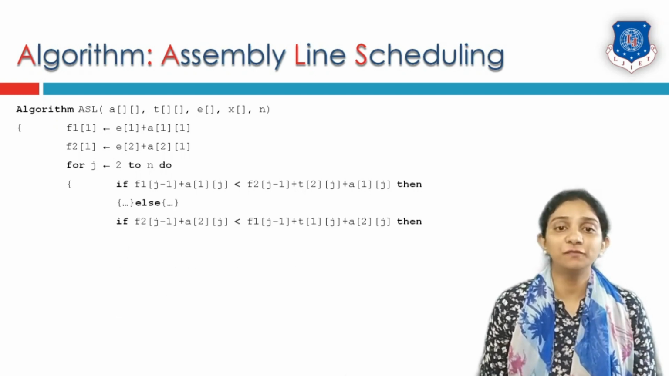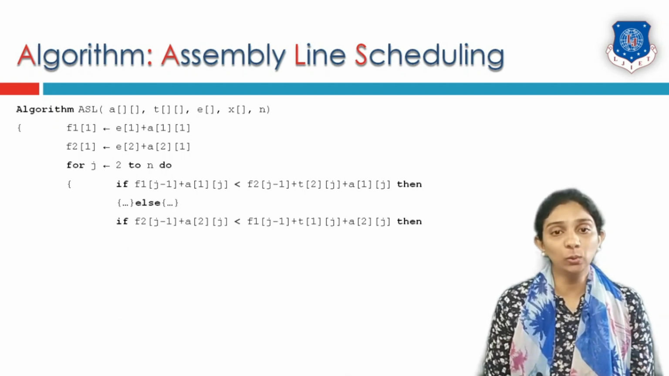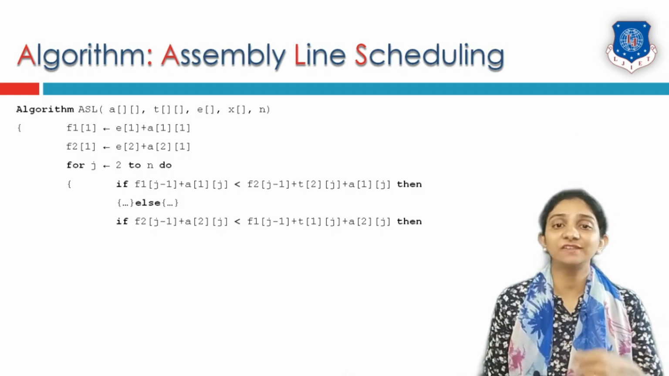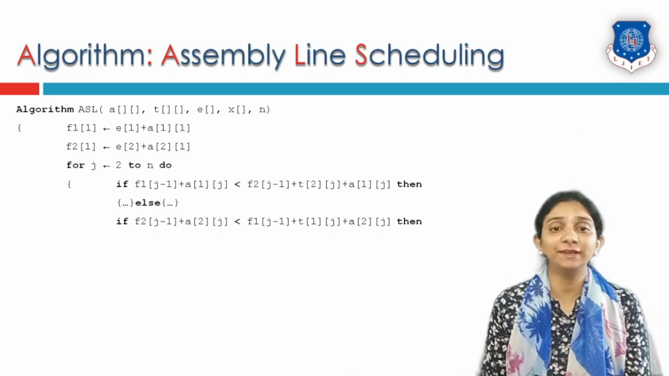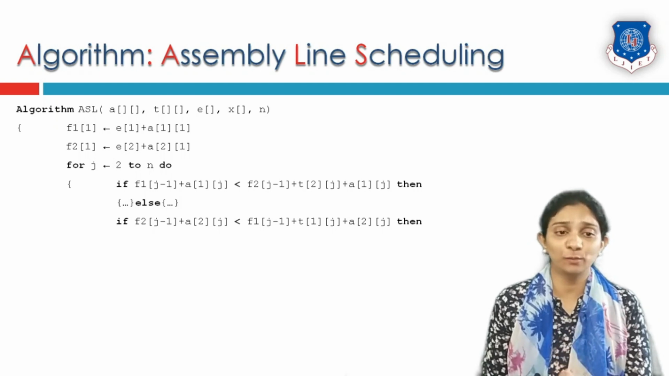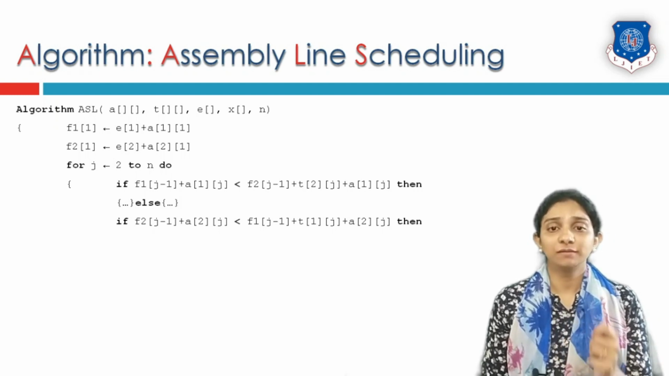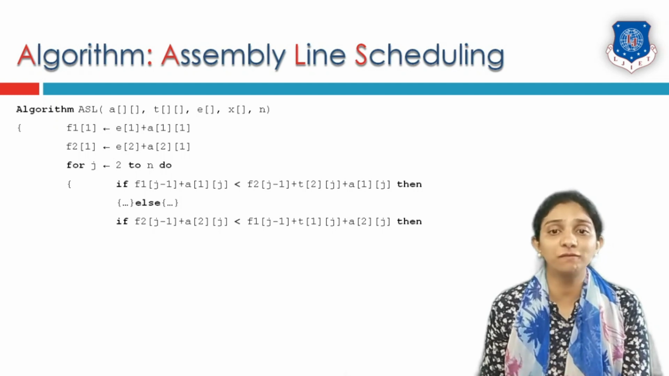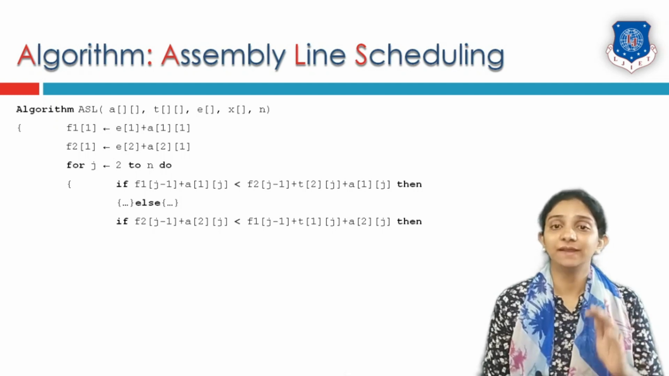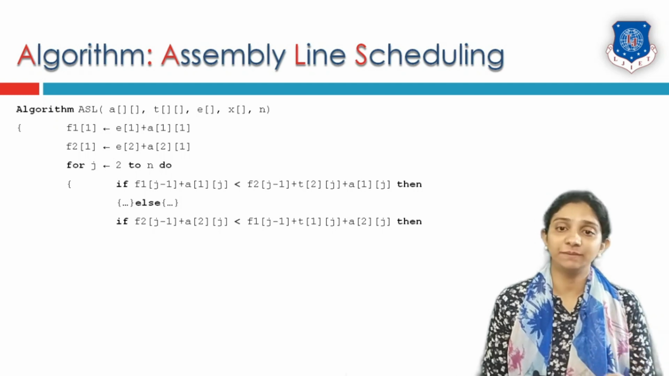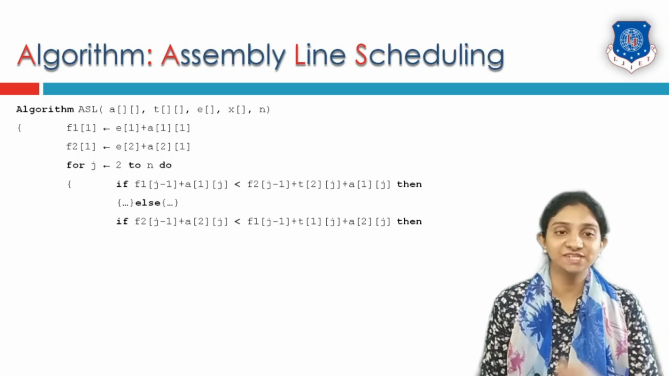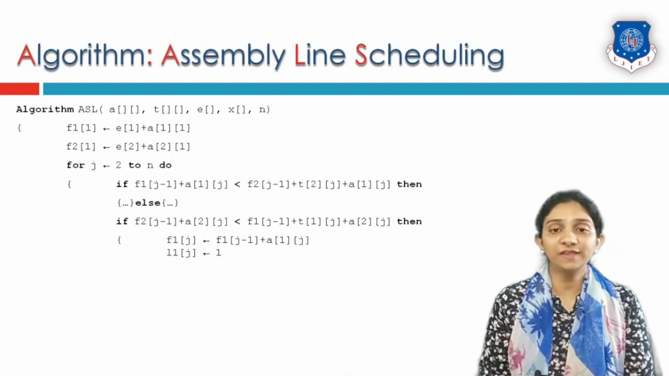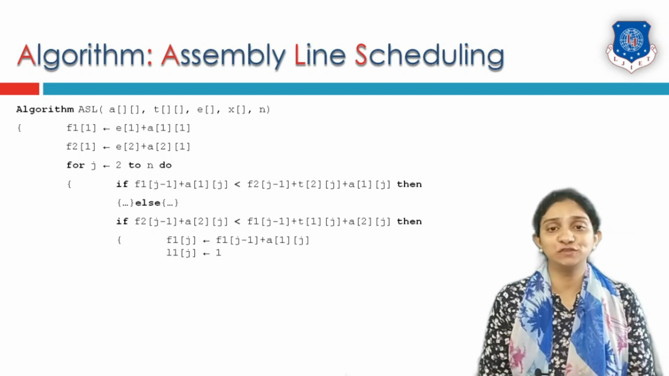Let us compute the finish time at the line 2 j station. So that is given as: if F2, the finish time in line 2 of the j minus 1th location, plus the processing time of line 2 j station, that is A2 of j, is lesser than the finish time F1 of j minus 1 plus T1 of j plus A2 of j, then we are going to set the finish time F2 of j.